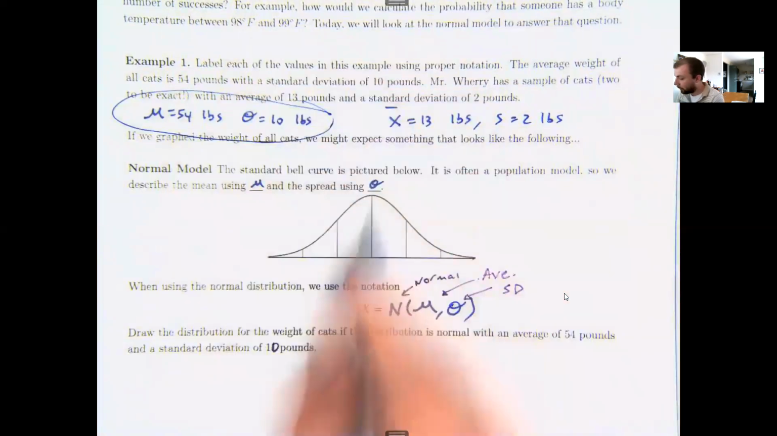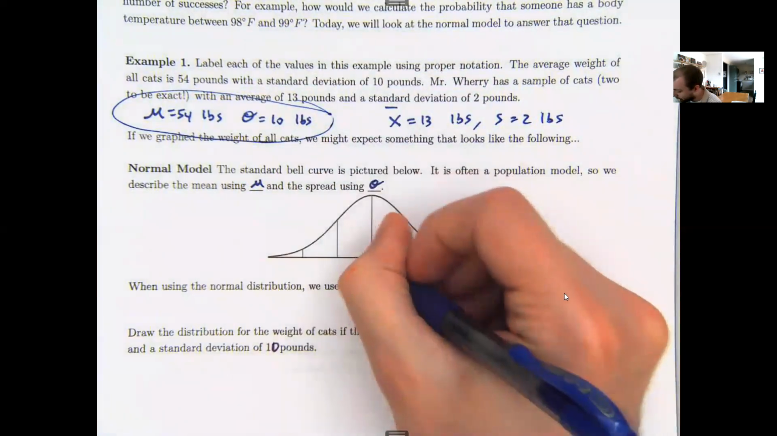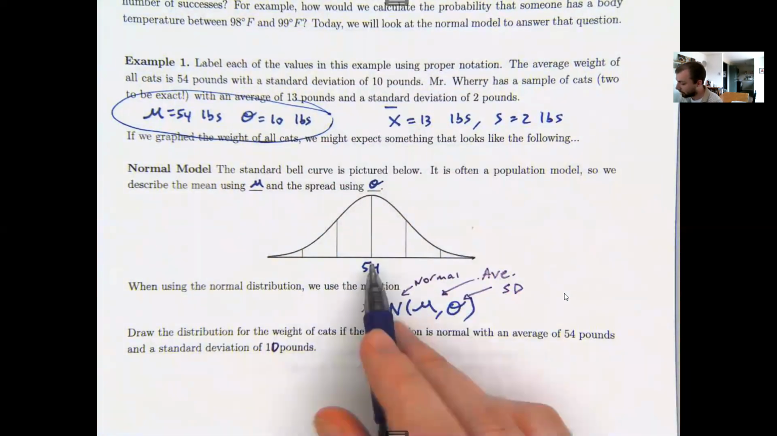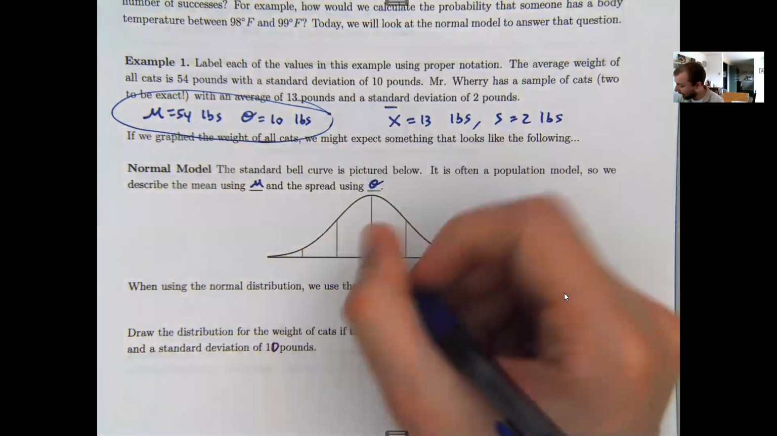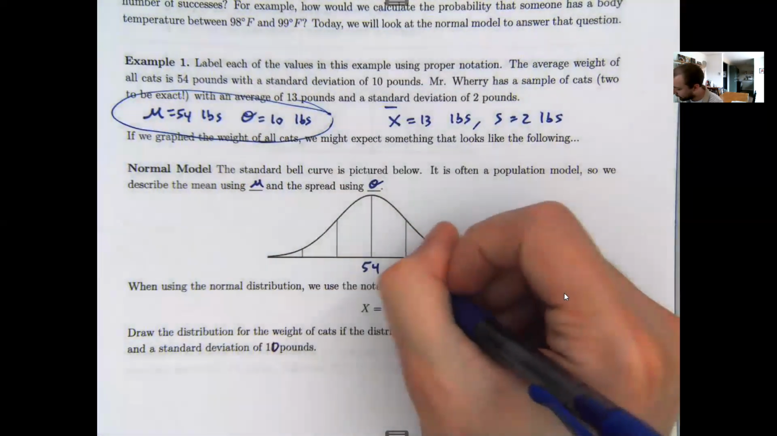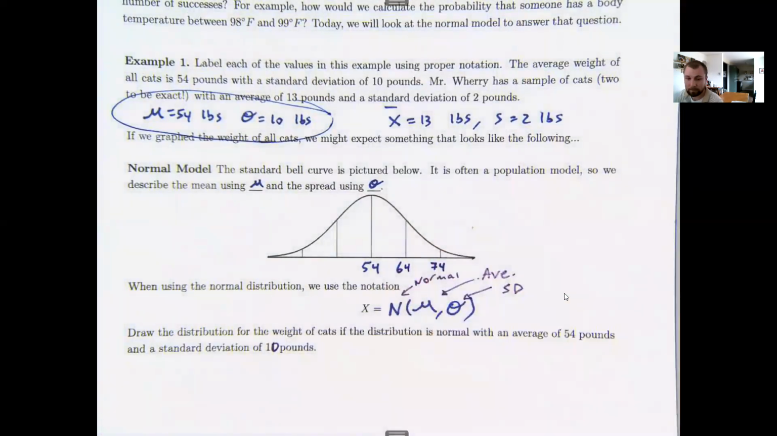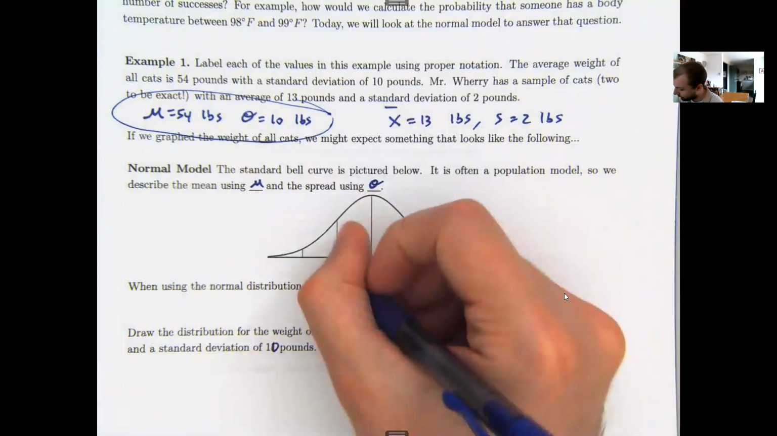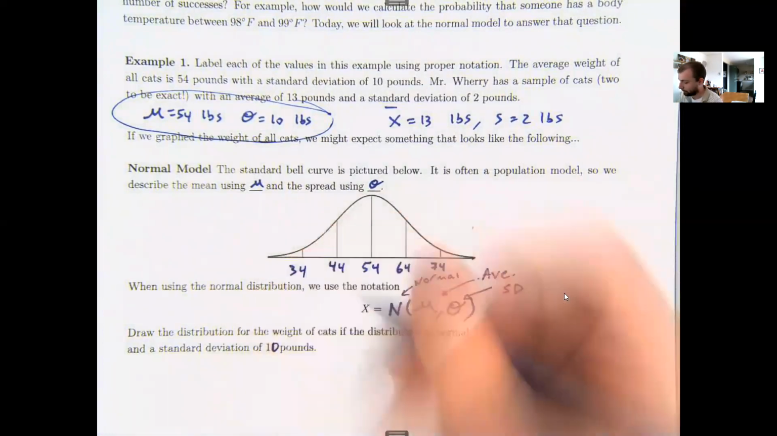And if I knew that the weight of all cats followed a normal distribution, it would look something like this. I would put that 54 in the center, and I would count up and down by that standard deviation. So I would add 10 to get 64. I would add 10 again to get 74. In the opposite direction, I would subtract 10. Subtracting 10 would make this 44. Subtracting 10 again would make this 34.